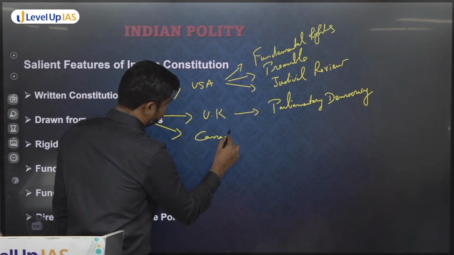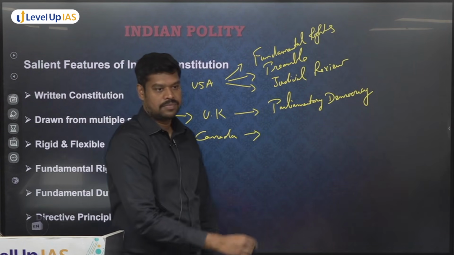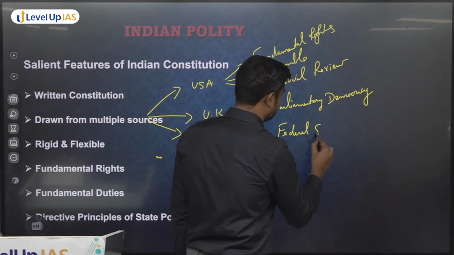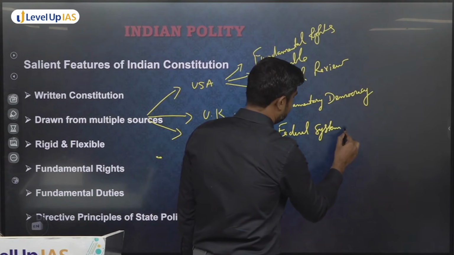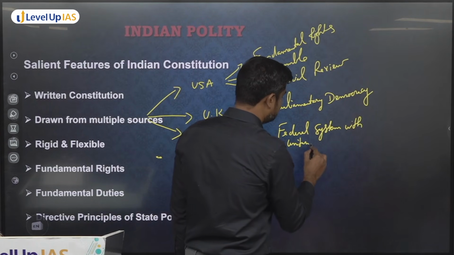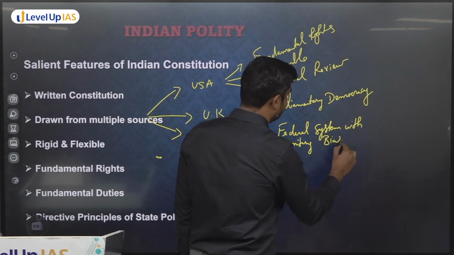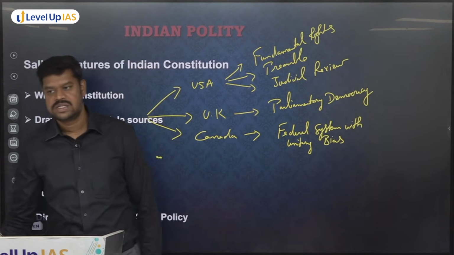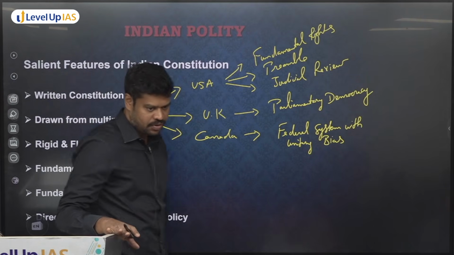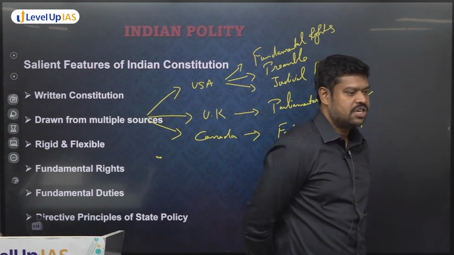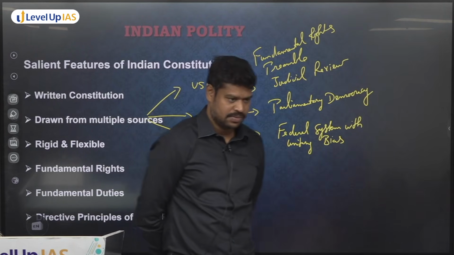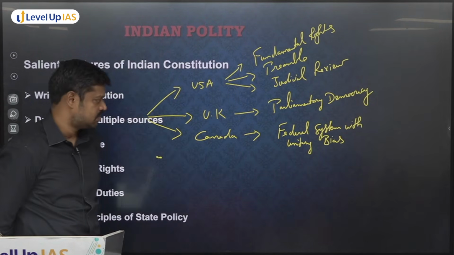Canada, federal system with unitary bias. I am just giving the most important thing. There can be a lot of other minor things also. Federal system with unitary bias. So what does it mean by federal system with unitary bias? Though there is division of powers, who is given more powers? The union is given more powers, both in terms of executive powers as well as legislative powers.